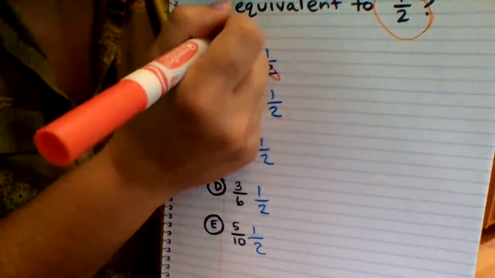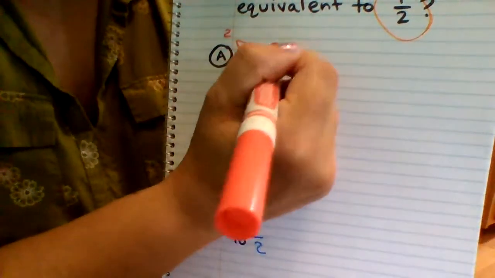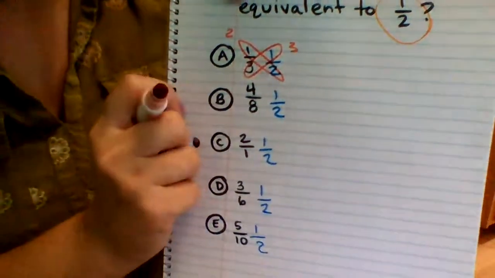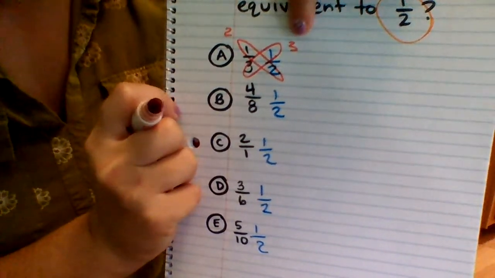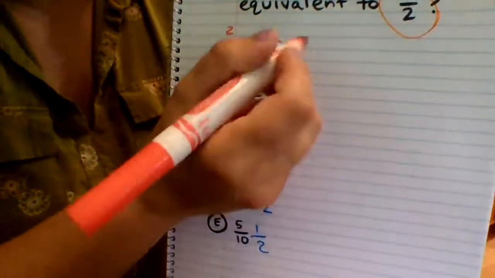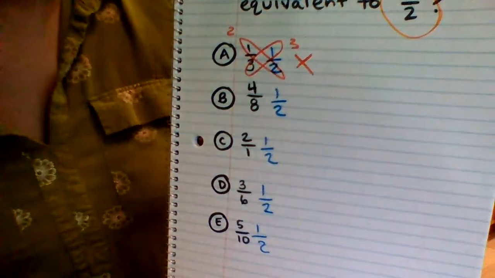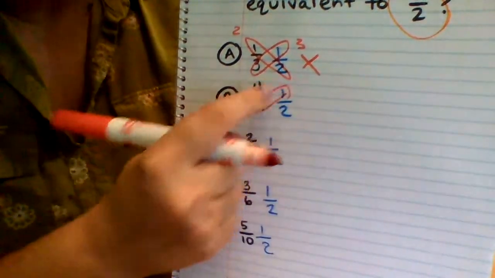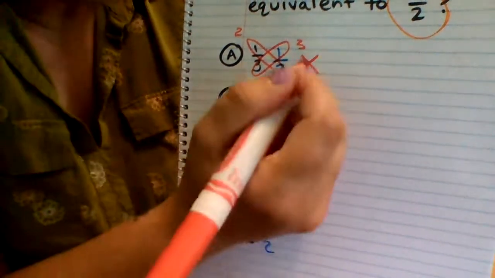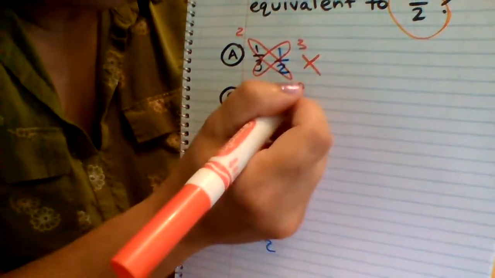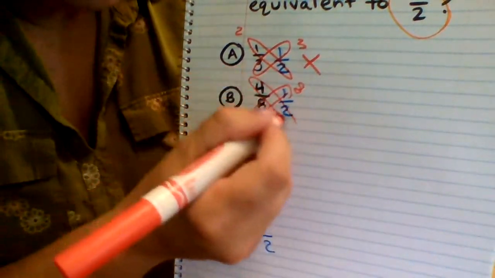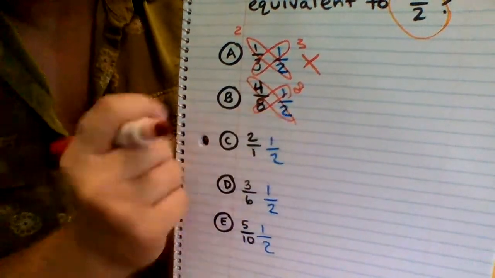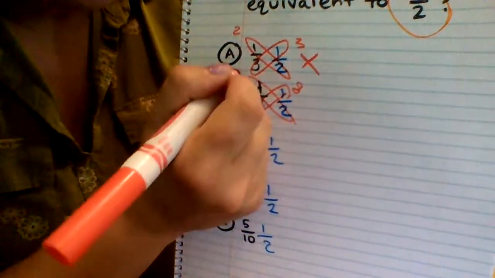2 times 1 is 2. 1 times 3 is 3. Does 2 equal 3? No. So these fractions aren't equal. Let's try down here. What's 1 times 8? 8. What's 4 times 2? 8.